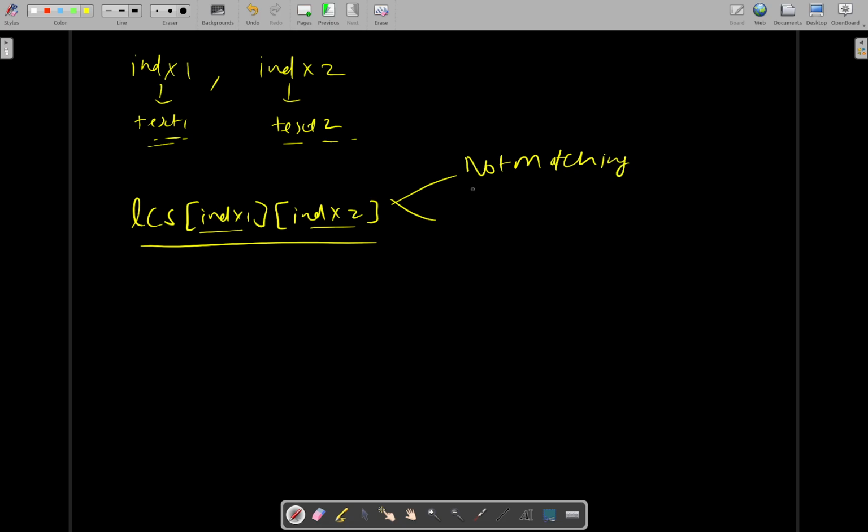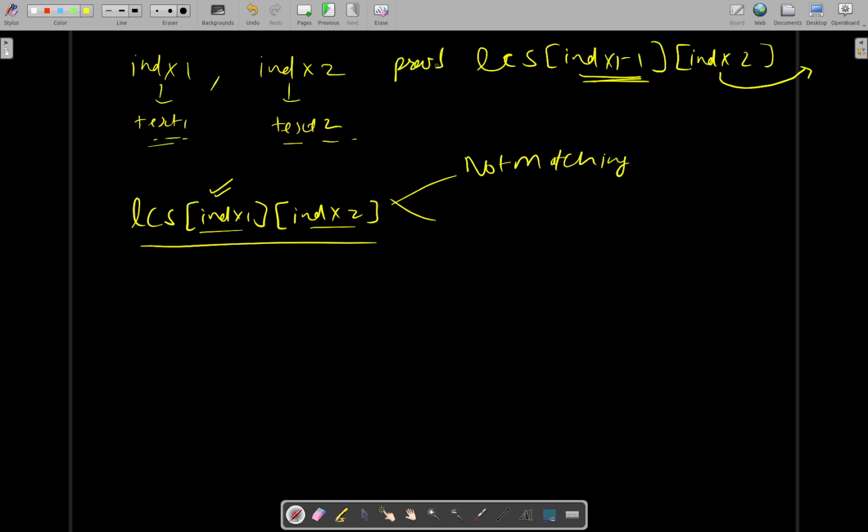So in case of not matching, what will be the previous states possible? How could you have ended up on this state? Let's say you were at this state previously. Then you could have just taken one step forward and ignored this particular character, and you could have ended up on this current state. This can be previous state 1. Now what can be the other previous state?